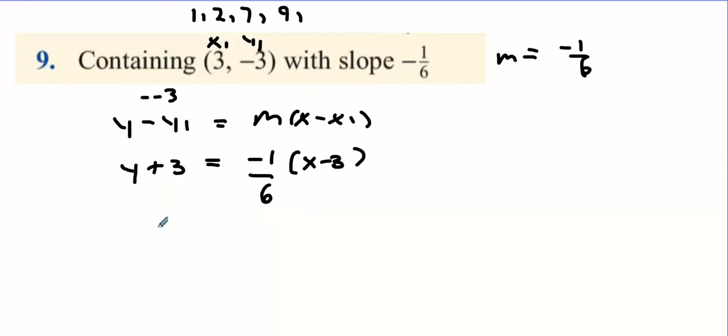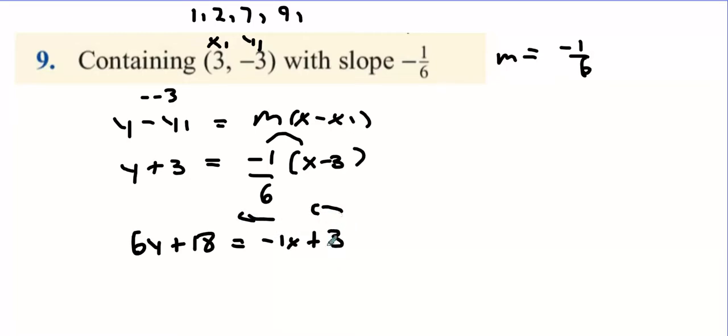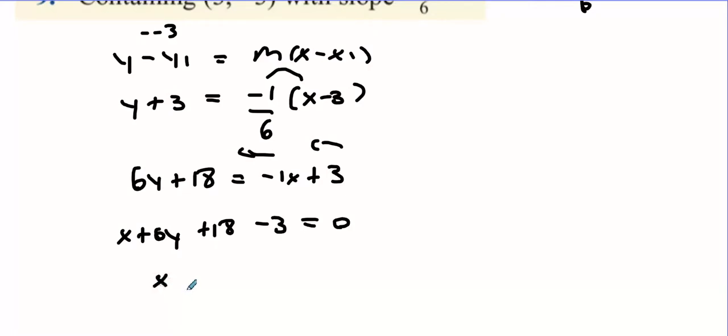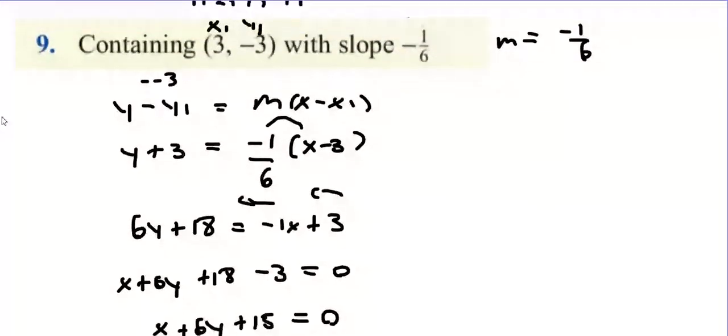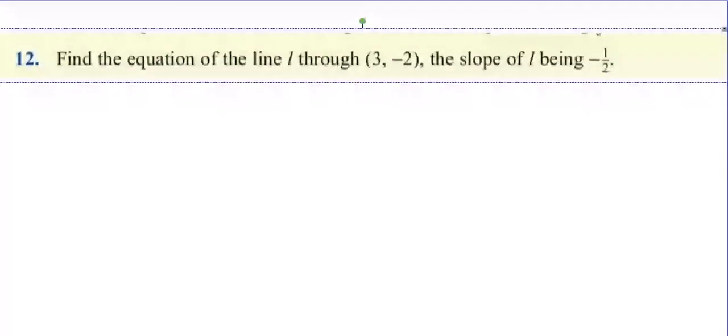This 6 on the right becomes multiplication on the left, so it's going to be 6y plus 18. Then it's going to be minus 1 times x, which is minus 1x. Minus 1 times 3 is going to be plus 3. Move everything to the left, so we get x plus 6y plus 18 minus 3 equals 0. And then we get x plus 6y, 18 take away 3 is 15, equal to 0. So that's question 9, 1, 2, 7, and 9.